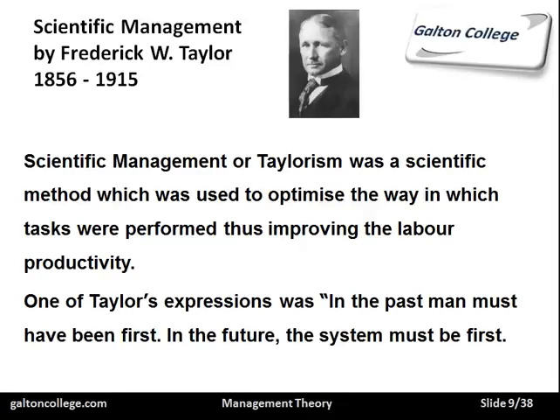One of Taylor's expressions was, in the past, man must have been first. In the future, the system must be first. So it was not looking at the workers. The workers were functionaries within the organization. It was looking at the system itself, looking at the organization itself. That's what concerned Taylor. People were merely there to perform functions, and therefore it was the system that had to be optimized.